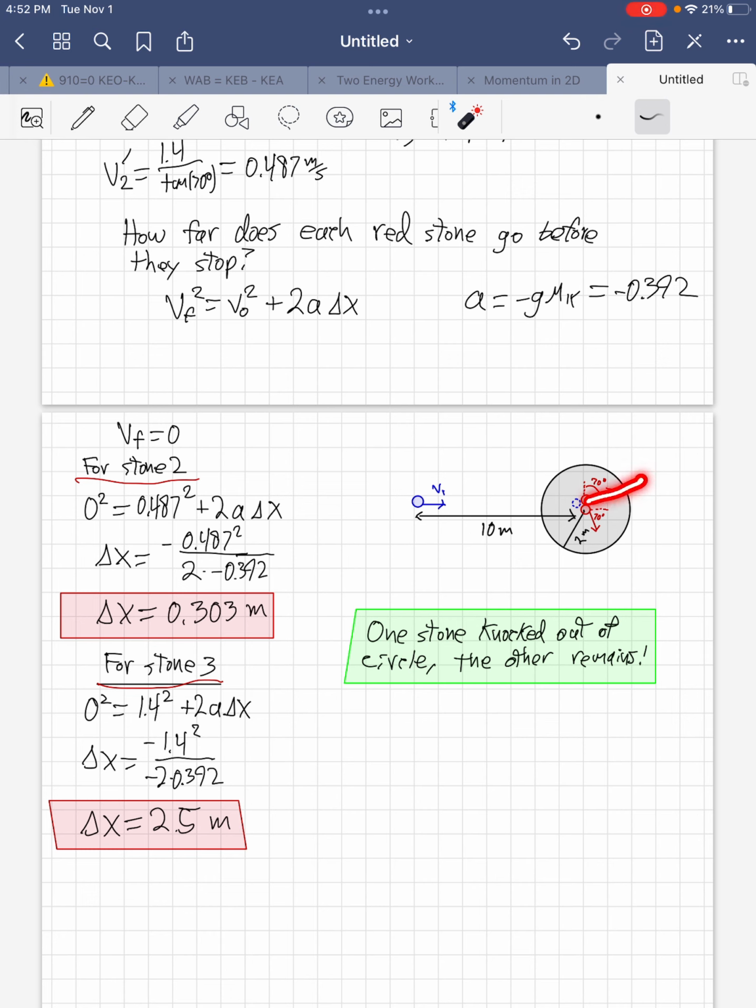This guy got knocked out, landed over here. But this guy only got knocked about 0.3 meters. He just went a little ways because he didn't get enough of this guy's momentum to really get knocked that far. All right, so hopefully that was a useful video, and you can use this in your studies.